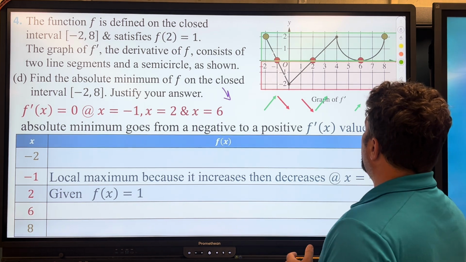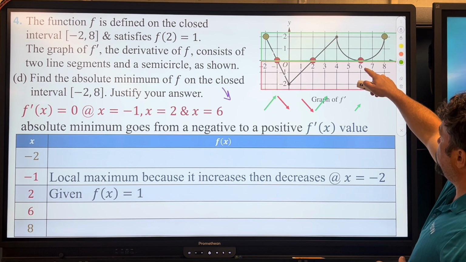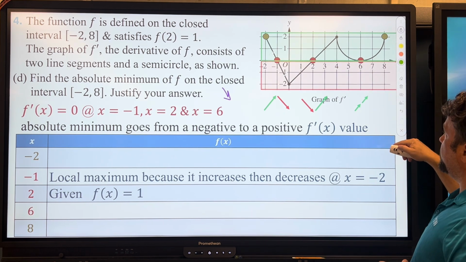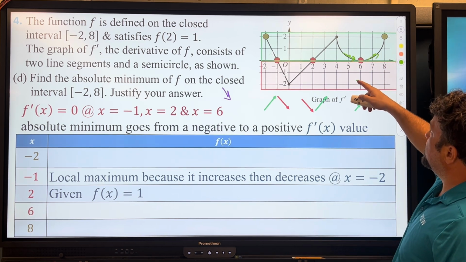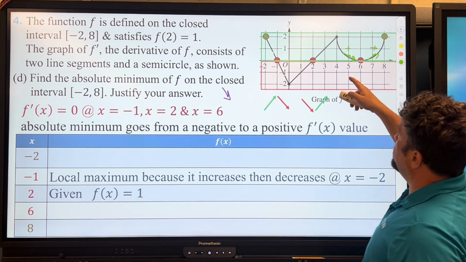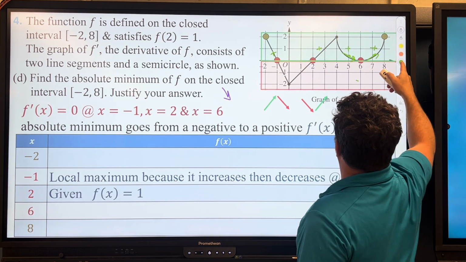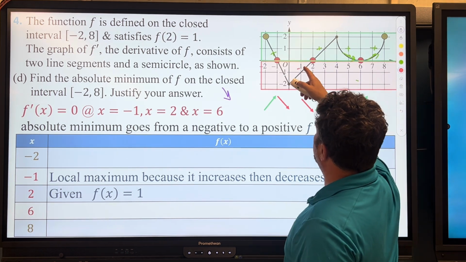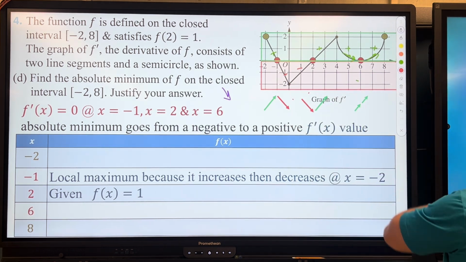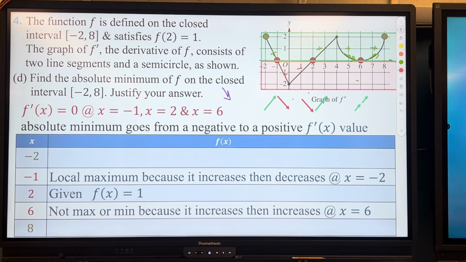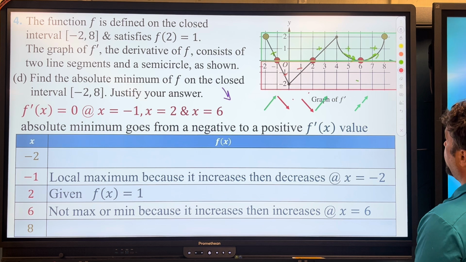All right. Let's see. 6. We're going from increasing up here down to decreasing. Oh, actually, we're going from increasing to increasing because we're positive, positive. Here we're positive, here we're positive, and in these cases, negative. It's where the graph is, not which way the graph is going. So that's positive to positive. So right away, 6 is not a max or a min because it increases, then it increases at x equals 6. I think we said that in problem A.